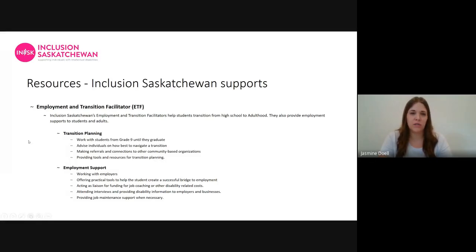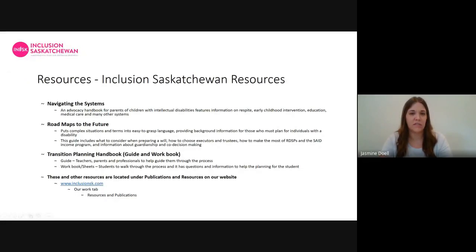And then some of our resources. We have Navigating the System, an advocacy handbook for parents and children with intellectual disabilities. It features information on respite, early childhood intervention, education, medical care, and many other systems. Then we have Roadmaps to the Future, which puts complex situations and terms into easy to grasp language. It provides background information for those who must plan for individuals with a disability. This guide includes what to consider when preparing a will, how to choose executors and trustees, and how to make the most of RDSPs. It has information on the SIS income program and information about guardianship and decision making.